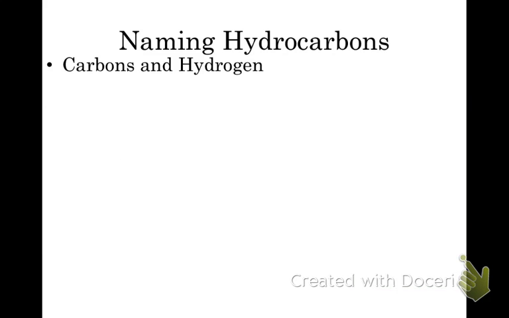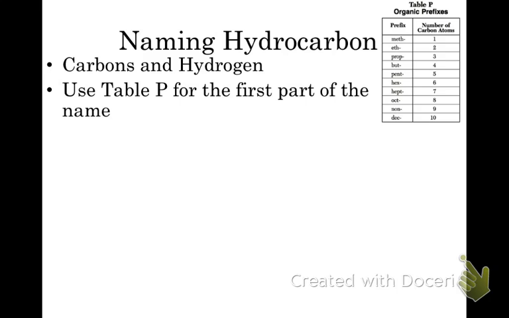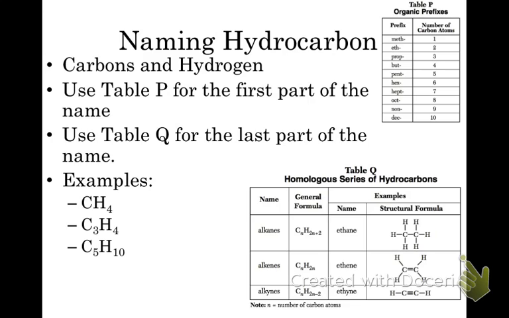Alright, so naming hydrocarbons. Again, these are just carbon and hydrogen. You'll use table P for the prefix, or the first part of the name, and then table Q for the last part of the name. So here are some examples.